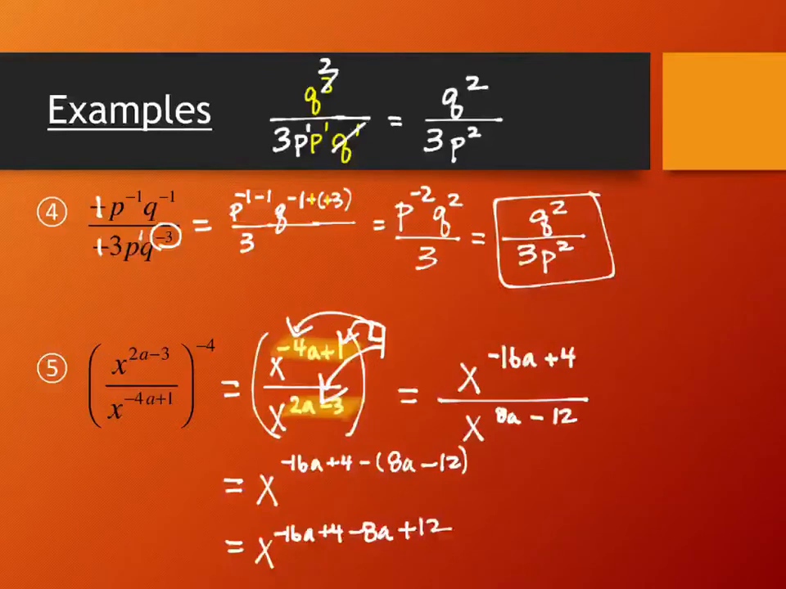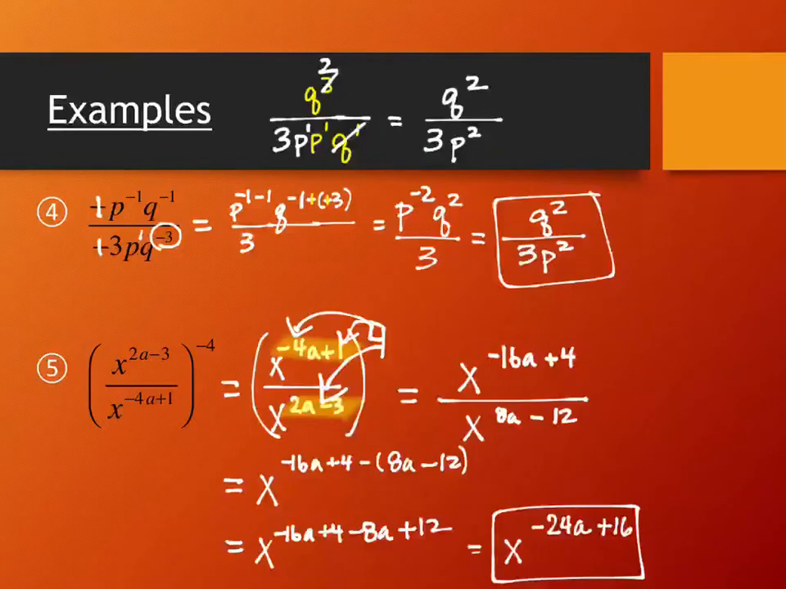And then we can combine the a's and the constants. So I have negative 16a and negative 8a, which is giving me what? Negative 24a. And then I have positive 4 and positive 12, which gives me positive 16. So this is actually my answer.